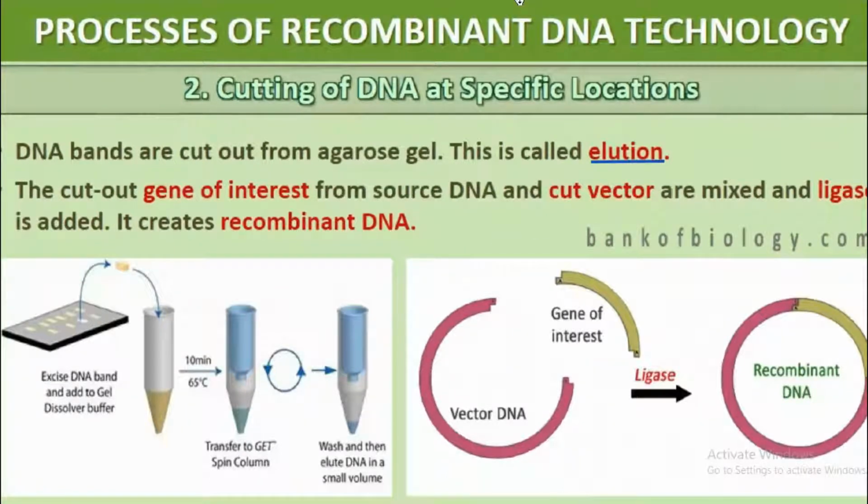So by seeing this diagram, you'll be able to understand this is the vector DNA. By using restriction endonuclease enzyme, a cut is made here. And this is the gene of interest that we have separated by using the gel electrophoresis. And the next step is the formation of the recombinant DNA by using another enzyme named ligase that is added so that recombinant DNA is produced.